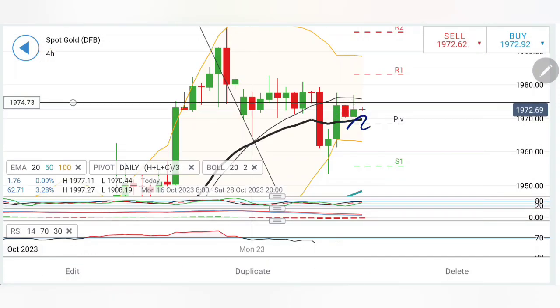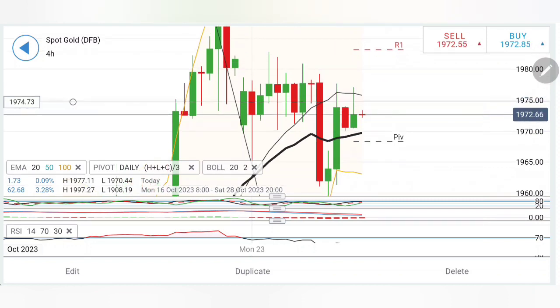Now a similar observation on the 4-hour chart. At this point I had mentioned that it is trying to retrace. It must retrace towards 1975 levels. In fact, it has gone towards 1978 since then. Now observe the candles here. Prices are not willing to break past the highs. This candle, price is not willing to break past the highs.